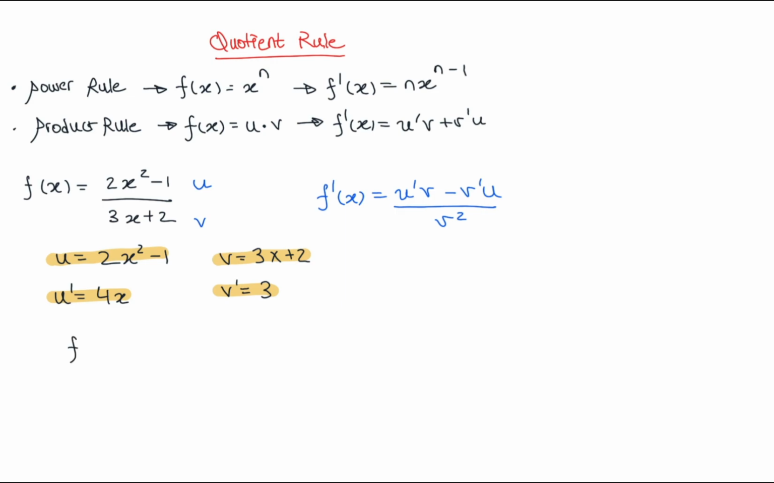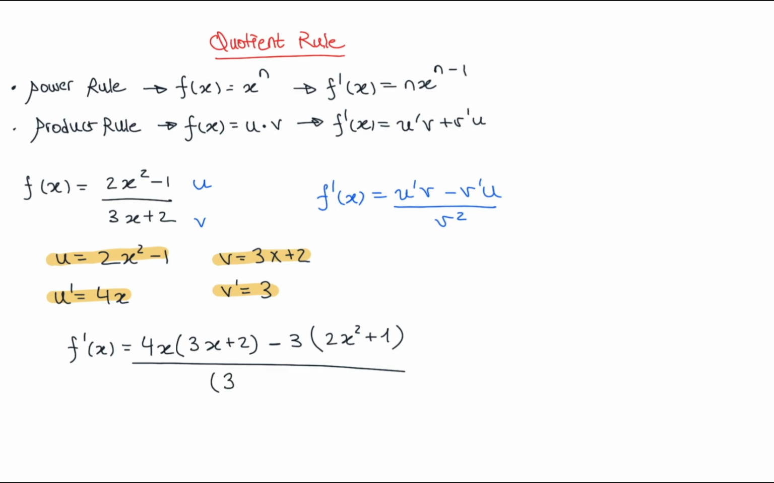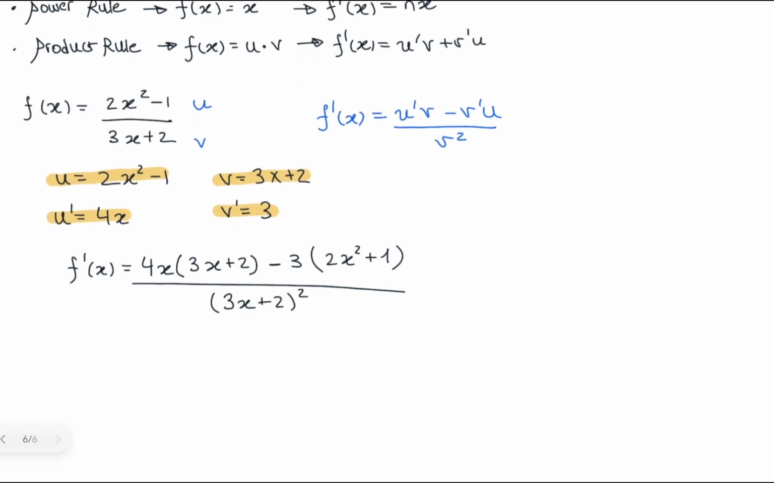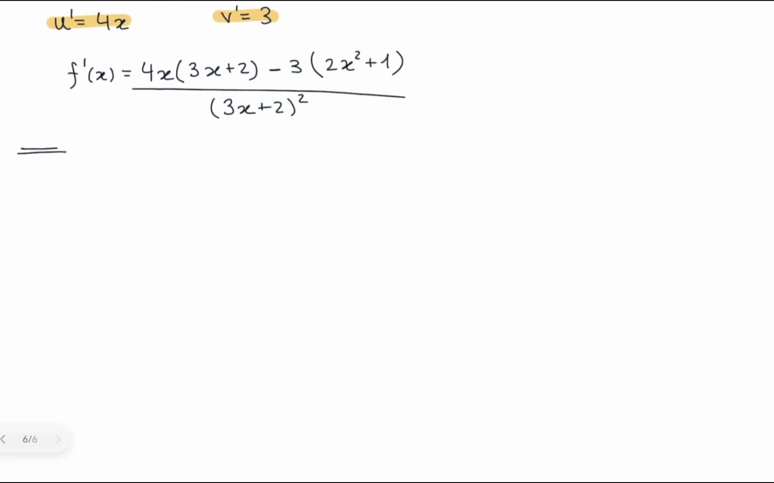So now we can just replace into the equation. The equation says u prime multiplied by v, minus v prime multiplied by u, all over v squared. And that's our final equation. Of course, you can expand if you want, but just for the sake of time, I won't expand it.